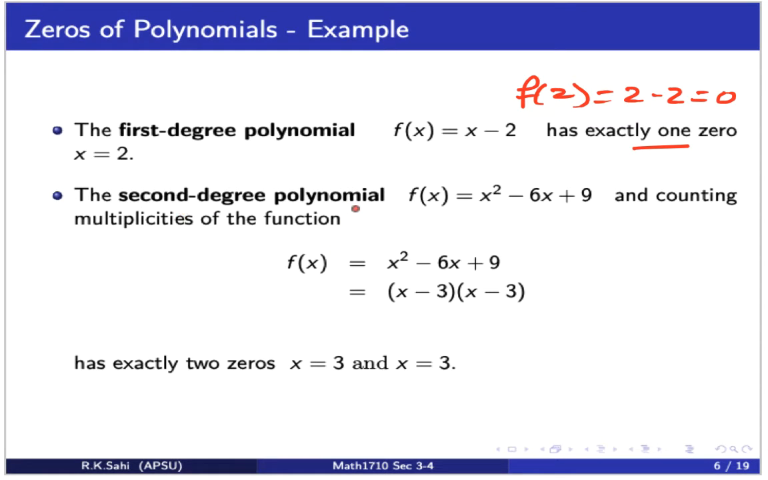Okay, let's look at a second degree polynomial. Remember, these are quadratics. So a second degree polynomial example is x squared minus 6x plus 9. And we're going to count multiplicities of the function. We'll talk about these also in a minute. Now, if I want to find the zeros of this second degree polynomial, we all know how to factorize x squared minus 6x plus 9, and it is given by (x minus 3)(x minus 3). So that means that this polynomial has exactly 2 zeros. Now x is 3, x is 3. Basically it means 3 is repeated twice. And that's the meaning of multiplicities of the function. So as we increase the degree of the polynomial, our zeros can be repeated also.